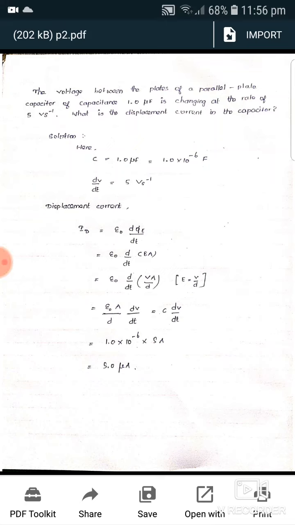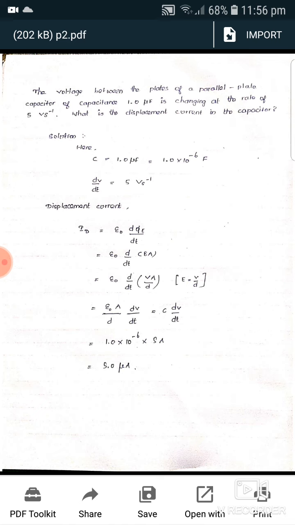Our next problem: the voltage between the plates of a parallel plate capacitor of capacitance 1 microfarad is changing at the rate of 5 V s^-1. What is the displacement current in the capacitor? What is given in that problem? They are given the capacitance and the rate of change of voltage, and they are asking for the displacement current in the capacitor.